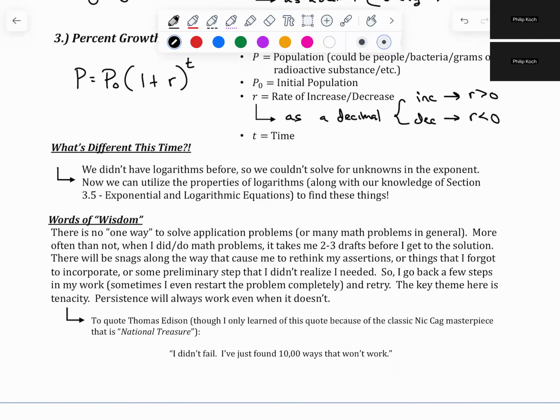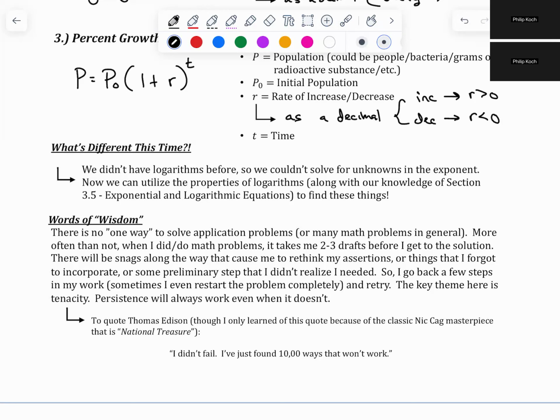And then as a little reminder about these types of problems, words of wisdom is that with application problems, there's no one way to solve them. You'll get halfway through a problem and realize that you made a wrong assumption, so you have to start over again. When I do math problems, it usually takes me 2 to 3 drafts before I get to the final answer. I have to erase a lot of stuff. So I go back a few steps in my work, sometimes even restart the problem completely and retry. The key thing is to never give up.